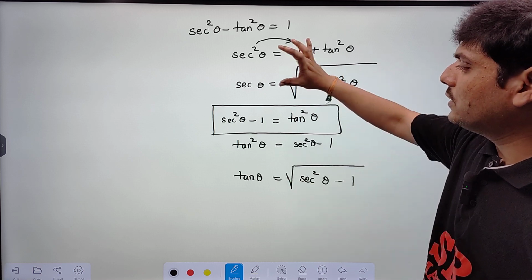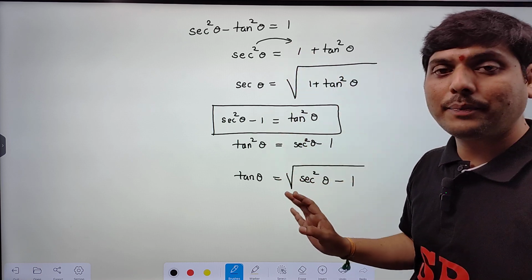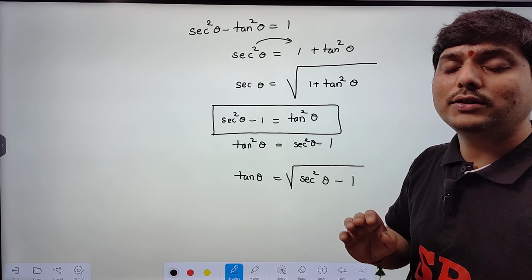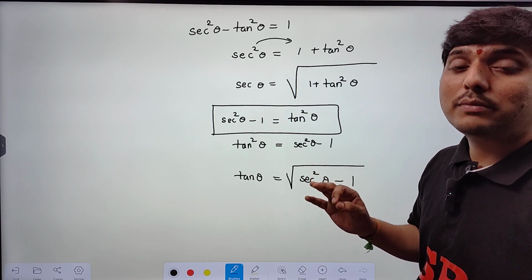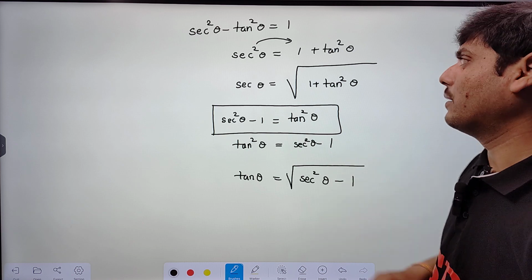This is very important, these two formulas and these two formulas. One more two formulas are also there. So that concept is very important. Now some problems on that formula. What is that formula? Listen.